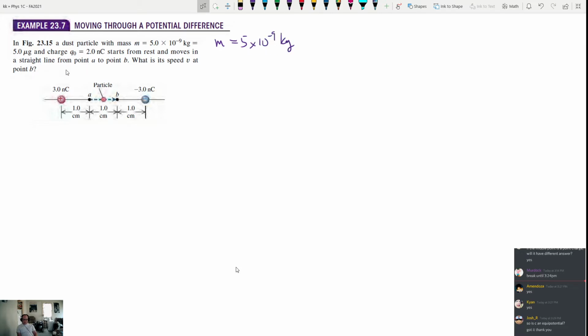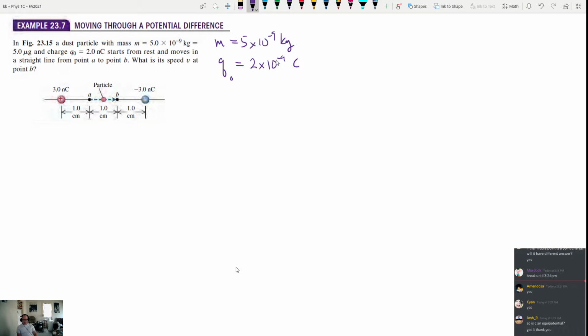5 micrograms. Wait, that's not micrograms. Oh wait, micrograms it is. Okay, and a charge of Q naught equal to 2 nanocoulombs. Why don't we just call it Q? Does it really need to be called Q naught? I guess we can call it Q naught. So this is 2 times 10 to the negative 9 coulombs.